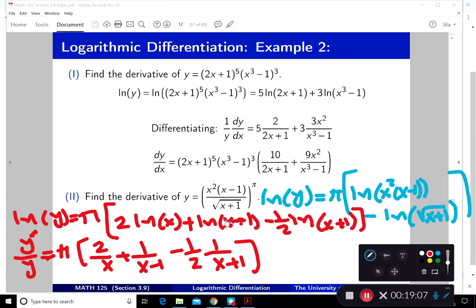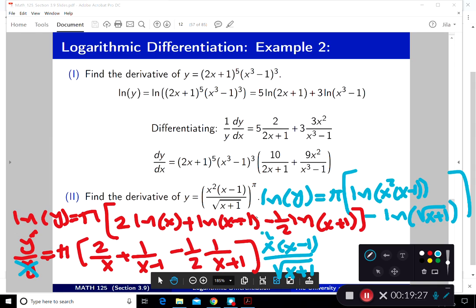Now, the last step is to solve. And when we're solving, we're multiplying this side by y. What is y? y is x squared times x minus 1, divided by square root of x plus 1, the entire thing to power pi. And that's how we solve this one.